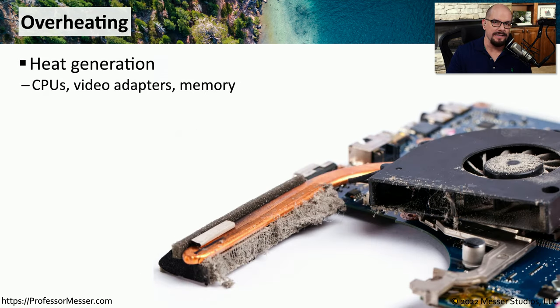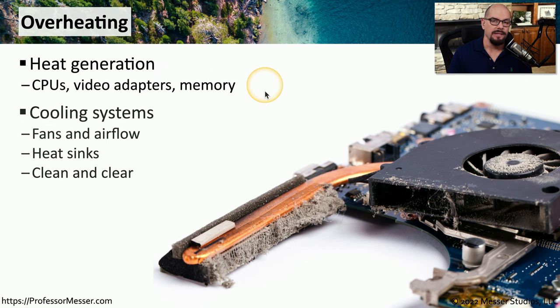Every component inside of your system is contributing to the overall heat that's generated by your computer. This heat could be caused by the CPUs that are on your motherboard. You might have an external video adapter, or the memory modules themselves may be creating heat. The majority of systems is able to cool down all of these components using fans and air that's blowing through the system. You might also see heat sinks that are connected to these components to help dissipate that heat into the cooler air. But all of these need to be clean to be able to properly perform that cooling function.